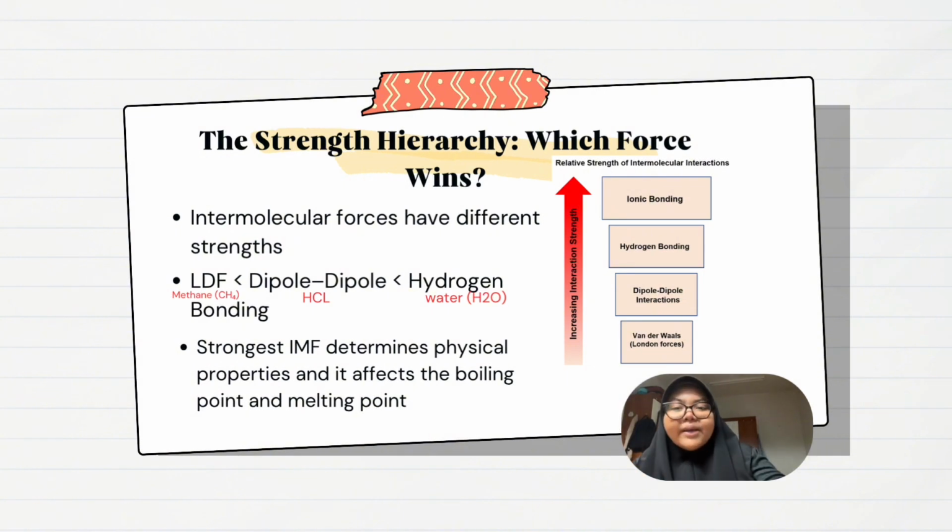For this slide, I'm going to summarize the strength of intermolecular forces. LDF, which we call London dispersion forces, is the weakest and is found in all molecules. Dipole-dipole forces are stronger and occur in polar molecules. And the last one is hydrogen bonding. It's the strongest intermolecular force. The strongest force present affects physical properties such as boiling point. For example, methane has only London dispersion force, HCl has only dipole-dipole forces, and water has hydrogen bonding.